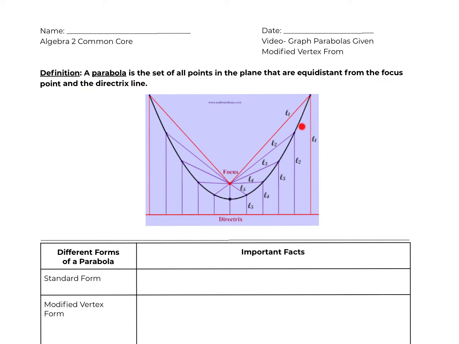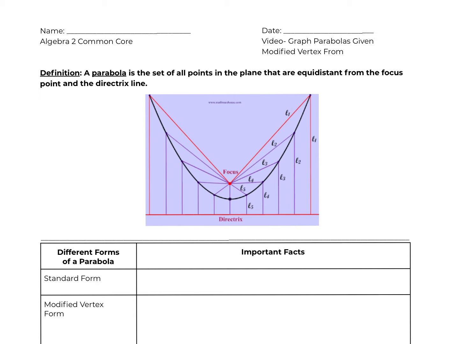So this is a parabola, right? We know it's curvy, looks like a U, or it could look like an upside down U. Each of these points that make up the parabola are equidistant, or the same distance, from the focus. So let's say this point is the same distance from the focus as it is to this directrix line. So this point is the same distance from the focus as it is to the directrix line, and so on and so on. That's the textbook definition.